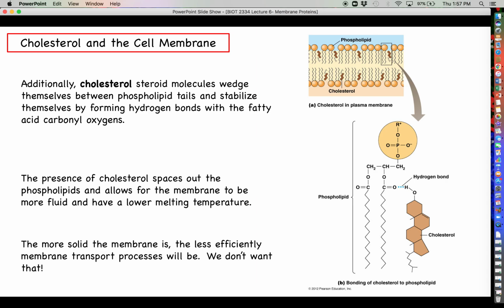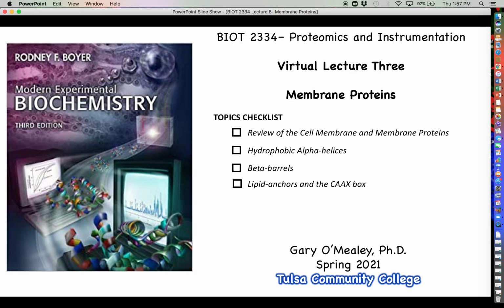And as I was kind of alluding to, the more solid the membrane is, the less efficiently a lot of those membrane transport processes are going to work, and we certainly do not want that.